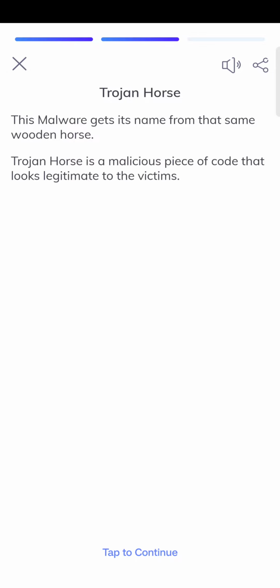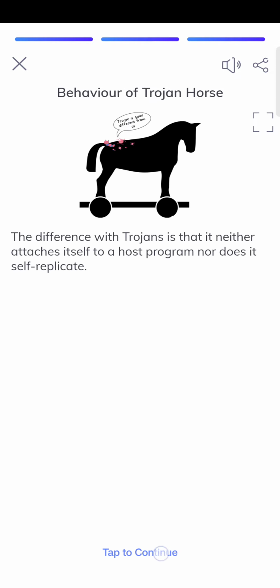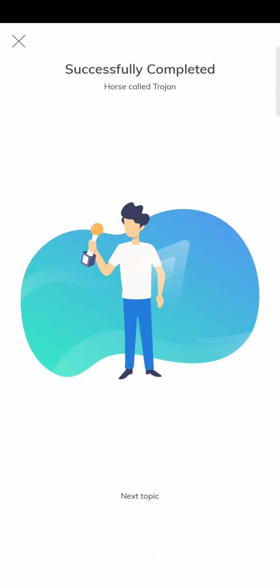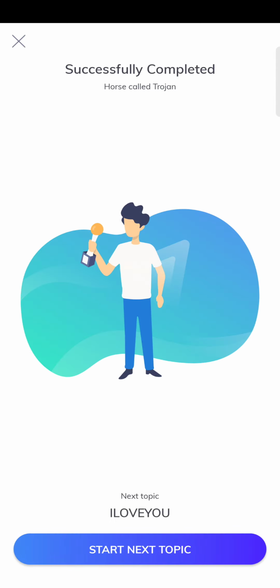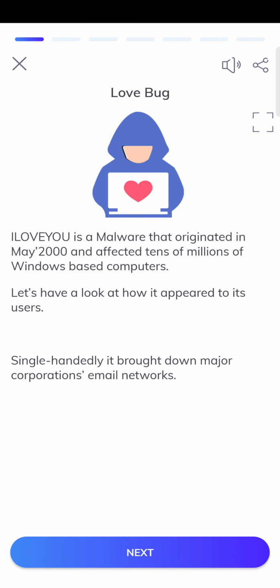A Trojan horse is a malicious piece of code that looks legitimate to the victims. However, it can inflict damage. A user is likely to receive a Trojan file in an email attachment which, once opened, starts its execution phase. Single-handedly it brought down major corporations' email networks.